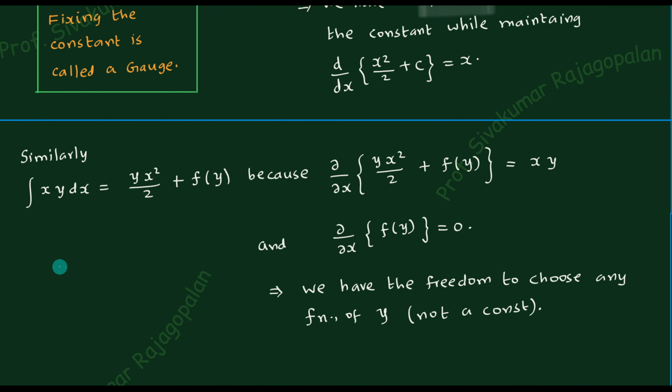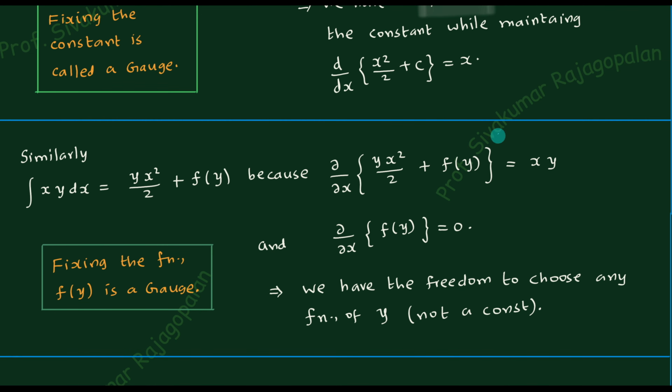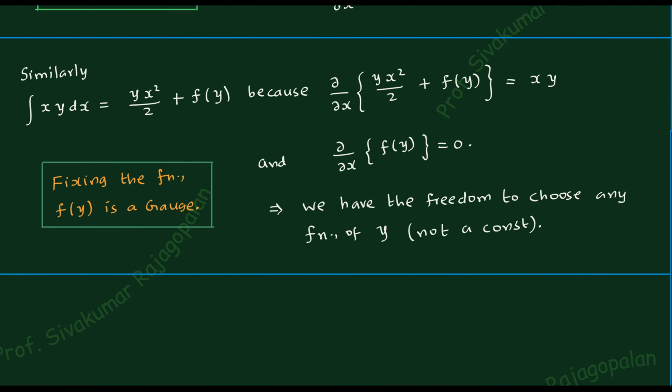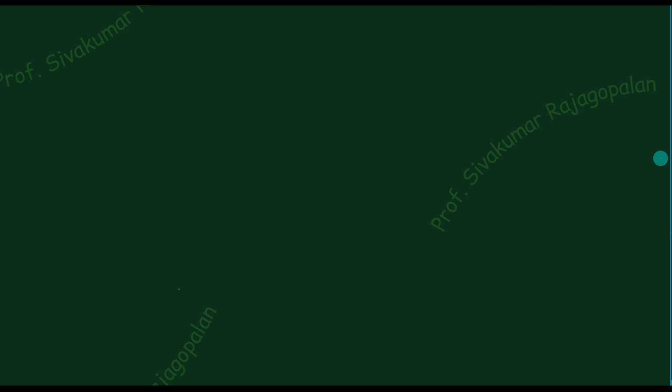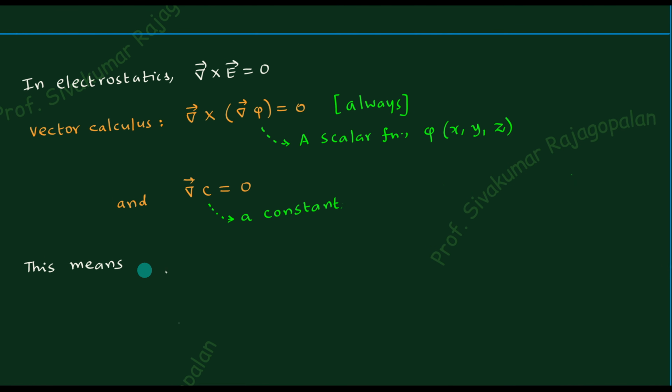So therefore we will write down the conclusion. The conclusion is that fixing the function, whatever it is, f of y, is therefore a gauge now. So ultimately, when you are fixing something, it is not necessarily a constant. It can be a function also. So that's all about it. And once this is clear, let us go to the electrostatics case now. So in the case of electrostatics, what you have already is that the curl of the electric field is 0.